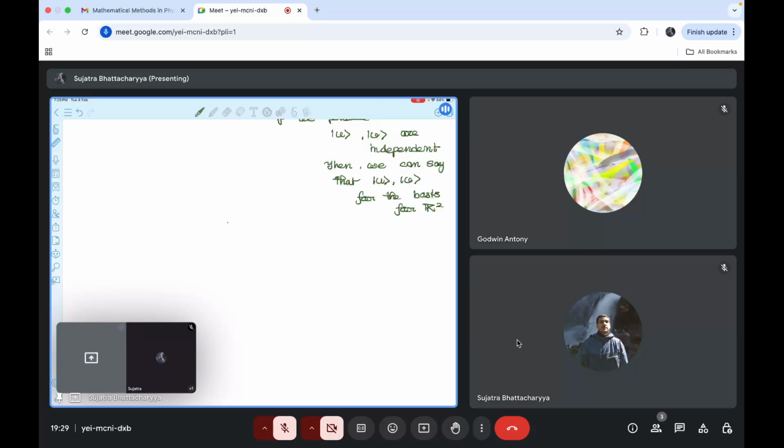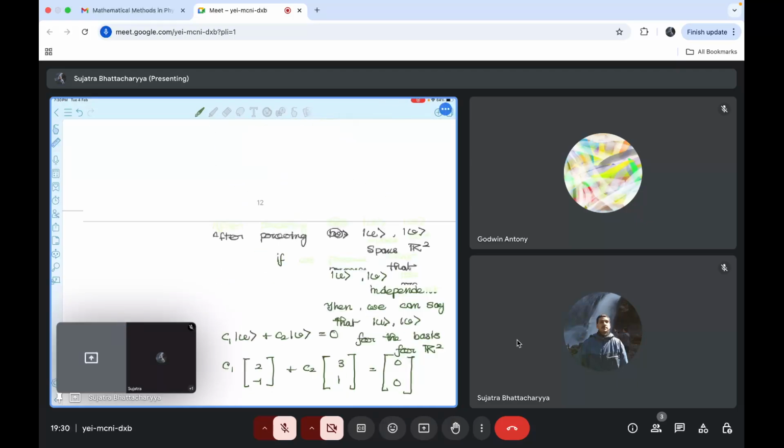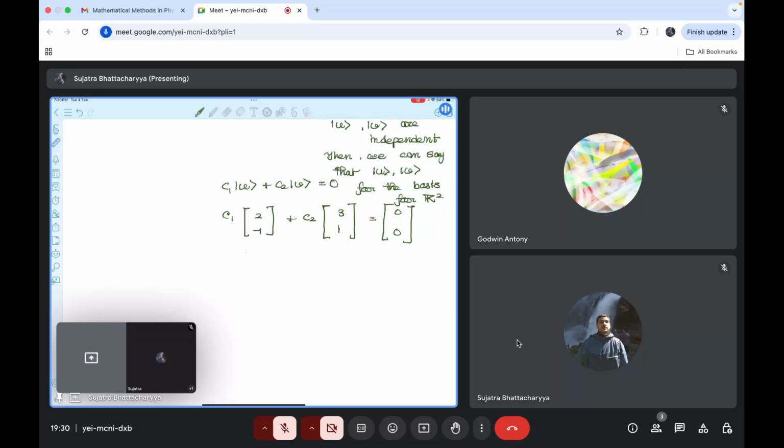So I know that C1 times, what is that, 2, minus 1, plus C2 times 3, 1. Right? Proving independence is very easy. Just put the linear combination equal to 0. In the last class also I have discussed. Put that linear combination equal to 0. That means, C1u plus C2v, this is the linear combination, put that equal to 0, the A and B elements are 0. And try to see whether C1 and C2 are 0 or not. That's all. That is what we have to see.